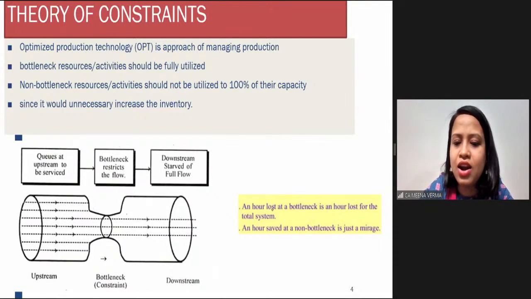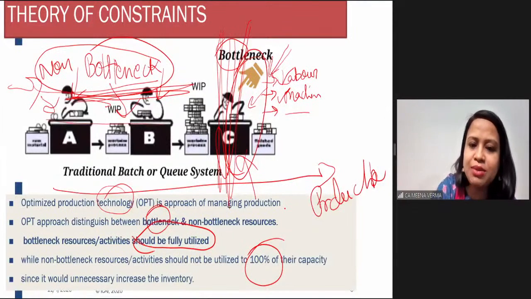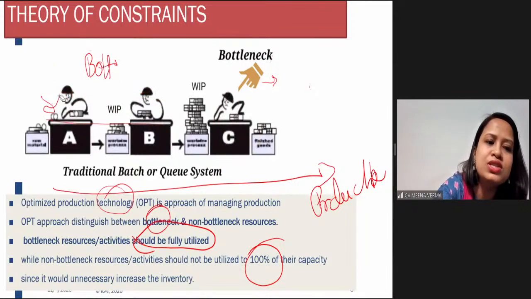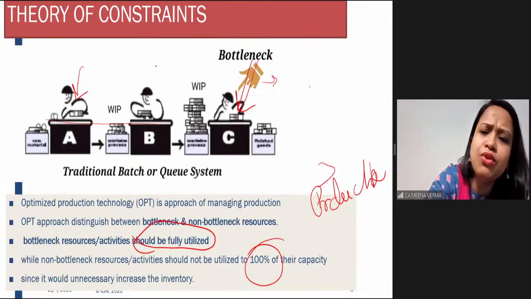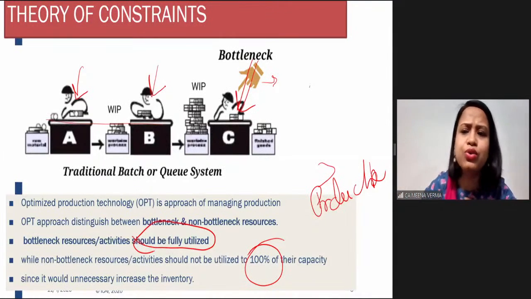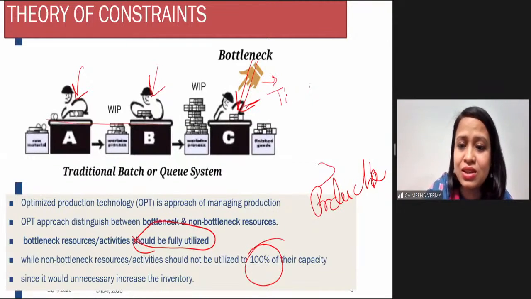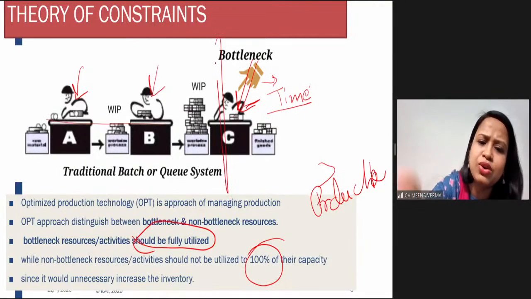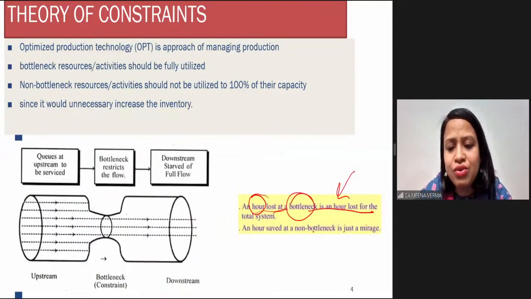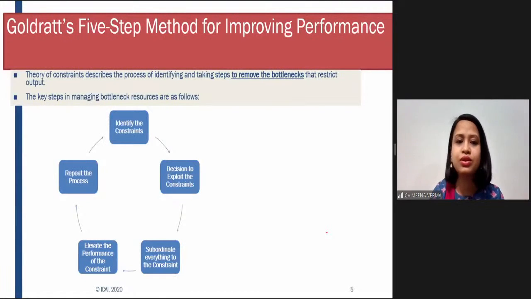So we have a line here: an hour lost at bottleneck activity is an hour lost for the total system. This means that if my labor loses time at the bottleneck place, then the entire total production will get reduced, because your total production depends on this place only. While if my labor loses some time at a non-bottleneck place, it's of no use, it will not affect the total production. It's just a mirage. Okay, now what more points are given in our book?